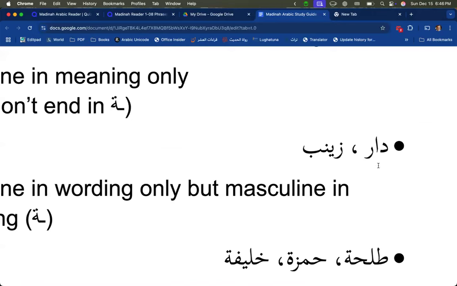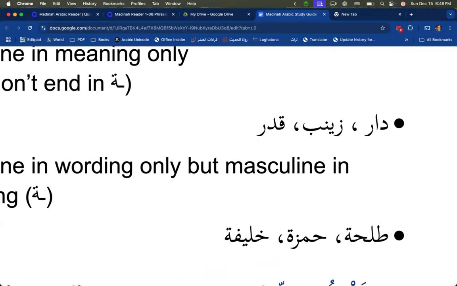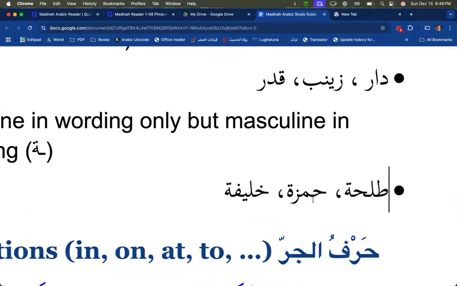There are some feminine words that don't end with a ta marbuta, like dar, which means home. Darul akhirah, the home of the hereafter. Dar is feminine, Zainab is feminine. We learned another one, what was that? Qidr, a pot, feminine. It doesn't end with a ta marbuta; you just have to know that, there's no other rule. And then there are masculine nouns that have a ta marbuta, like Talha, Hamza, Khalifa. They end with a ta marbuta.